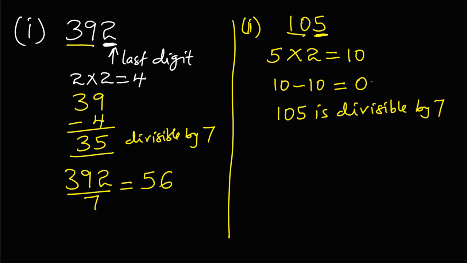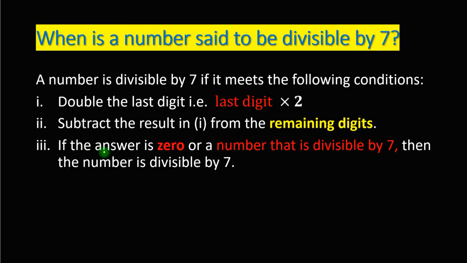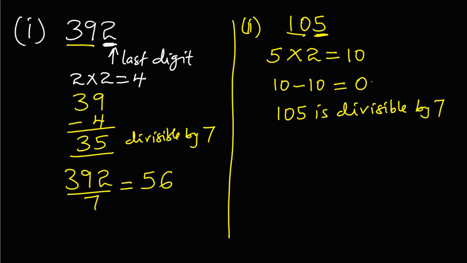Remember we said that a number is divisible by 7 if it meets the following conditions. You double the last digit, you subtract from the remaining digits. If the answer is either 0 or a number that is divisible by 7, then we say the number is divisible by 7. We can also have another example.